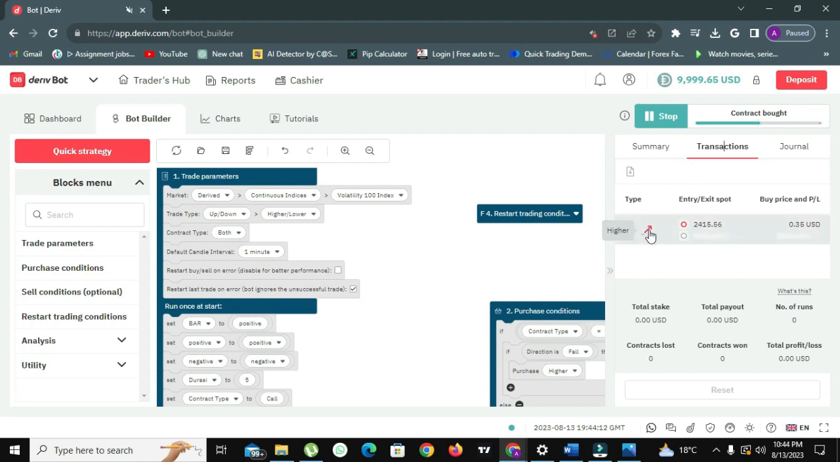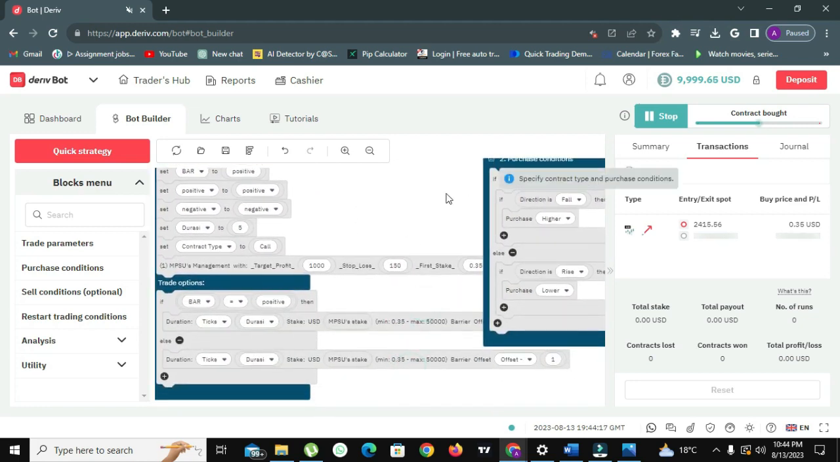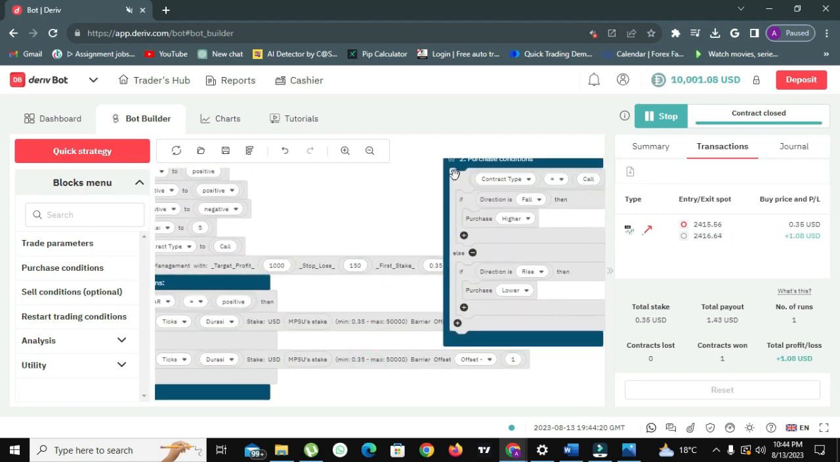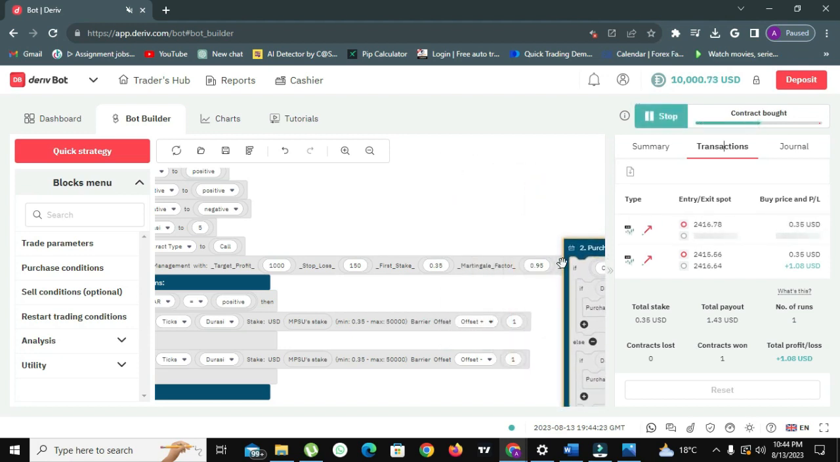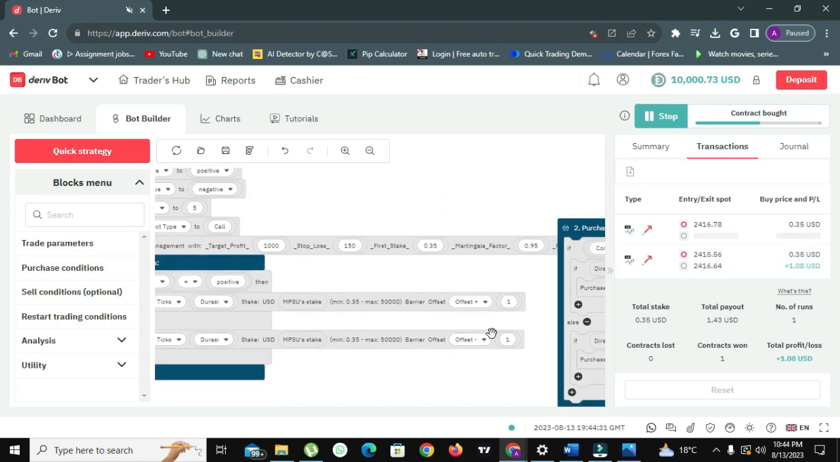Let's do 0.5. Now it's higher. We have put an offset of 1, which means it multiplies like how many times? 1, 2, 3, 4. It has multiplied about 4 times after a win. The offset of 1 means it has to move more than that. For instance, this is 56, and it has moved from 56 to 56.1. That's like a pip, though in Deriv indices it's a pip. So it has won 1.